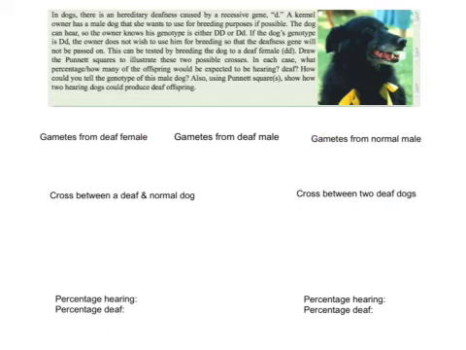Draw the Punnett squares to illustrate these two possible crosses. In each case, what percentage or how many of the offspring would be expected to be hearing and how many would be expected to be deaf?